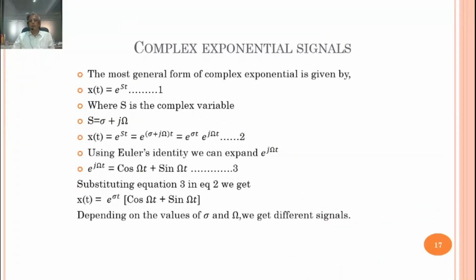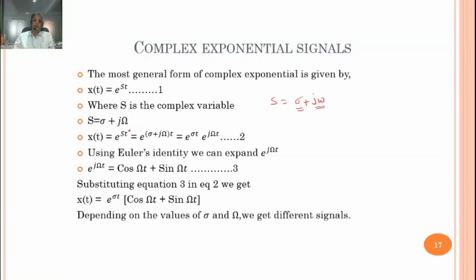Then the complex exponential signal. The most general form of the complex exponential signal is e raised to st, where s is the complex plane, or also called the complex variable, and this complex variable consists of two parts, sigma plus j omega. Sigma is called the real part of this complex plane and j omega is the imaginary part of this complex plane.